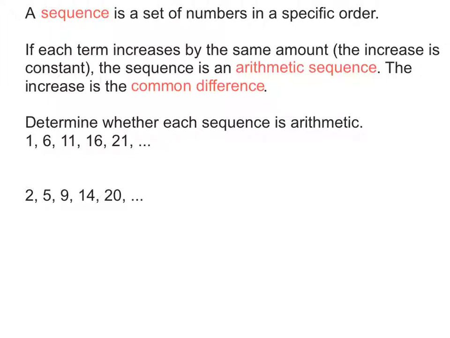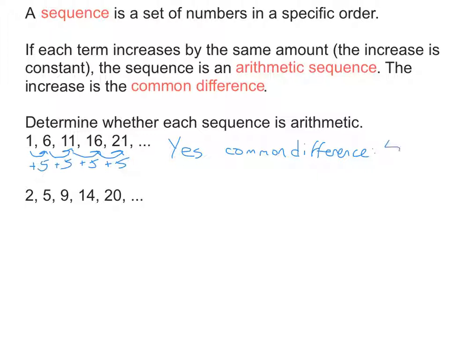So let's determine whether these sequences are arithmetic. My first sequence has the numbers in order 1, 6, 11, 16, and 21. The increase from 1 to 6, we go up by 5. From 6 to 11, we go up by 5. From 11 to 16, we go up by 5. From 16 to 21, we go up by 5. So, is the sequence arithmetic? Yes. The common difference is 5.